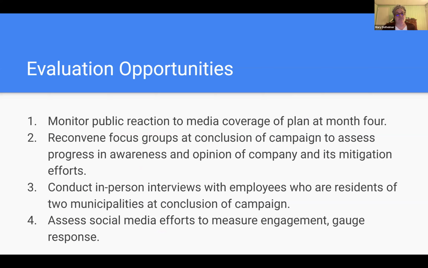Evaluation opportunities: monitor public reaction to media coverage of the plan at month 4. Reconvene focus groups at the conclusion of the campaign to assess progress and awareness and opinion of the company and its mitigation efforts. Conduct in-person interviews with employees who are residents of the 2 municipalities at the conclusion of the campaign and gather some anecdotal or word of mouth response and reaction to the campaign. And also assess your social media efforts to measure engagement and to gauge response, positive and negative, to the social media efforts.